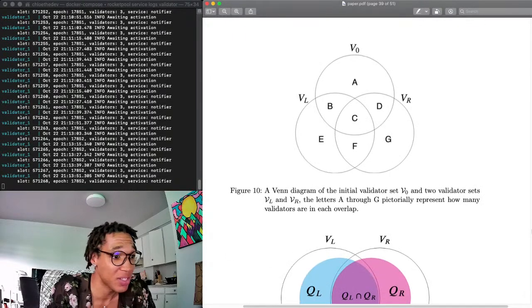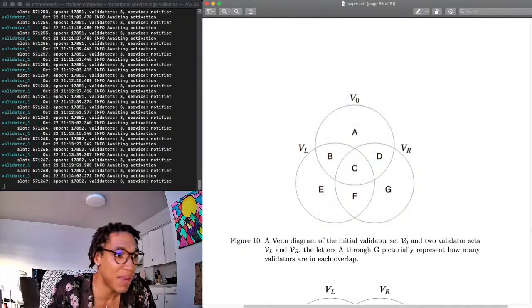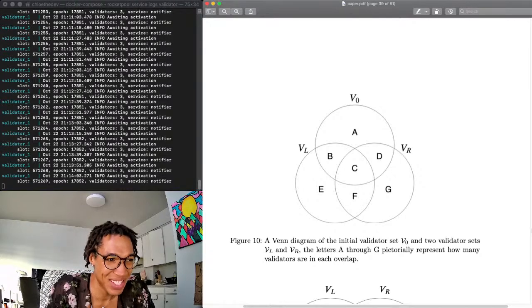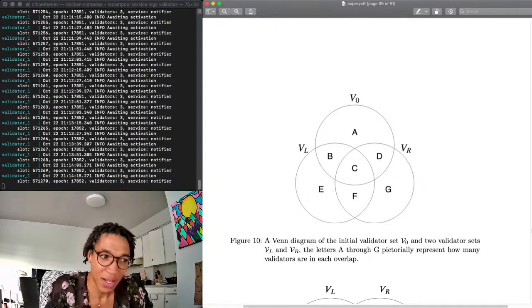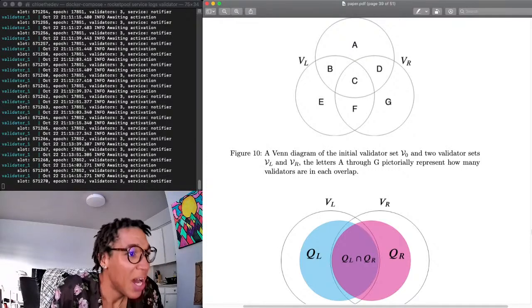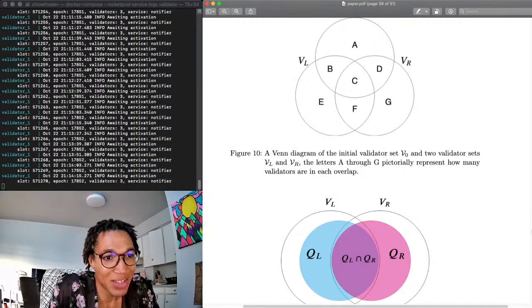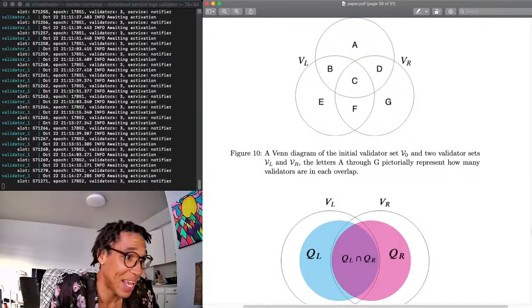So now we're going to see the fun stuff. See the validators 0, L, and R, and these are all the sets that may have voted on different parts. And then I guess validator C, this C section voted on all three. I don't even know who that would be. Figure 10, a Venn diagram of the initial validator set 0. So that's all the validators are. No, it's not all the validators. And two validator sets L and R.